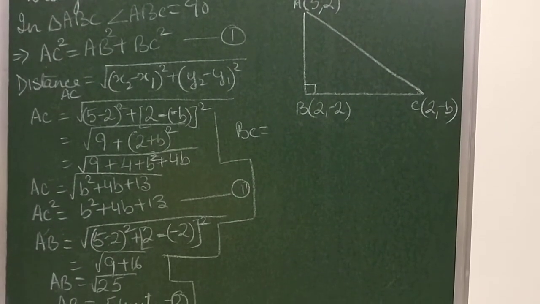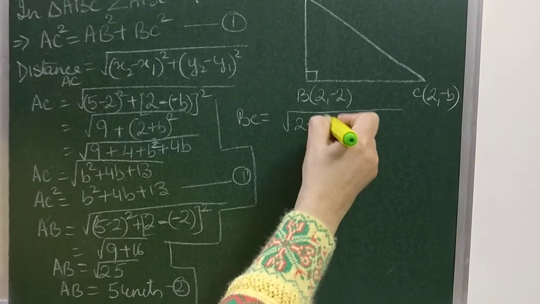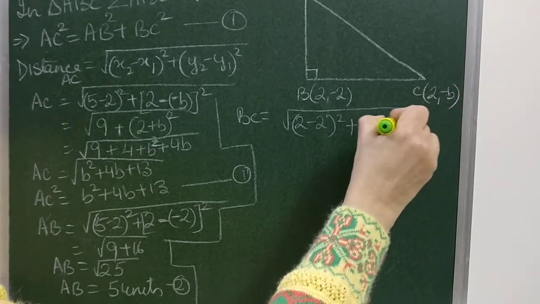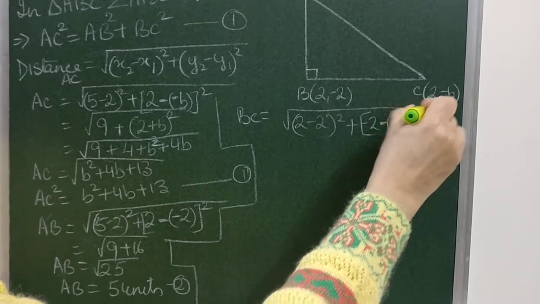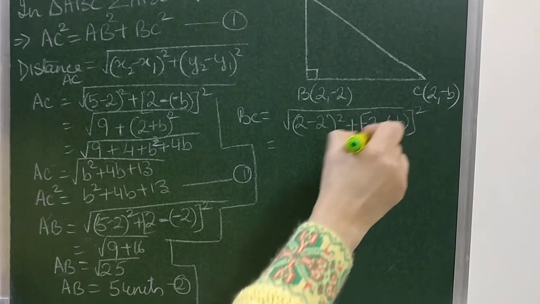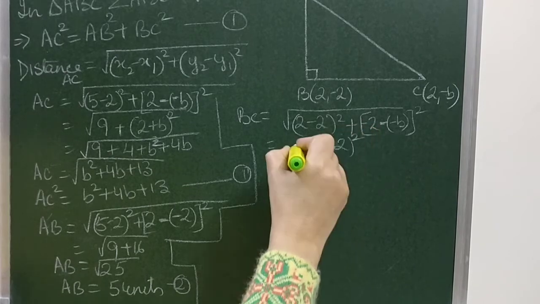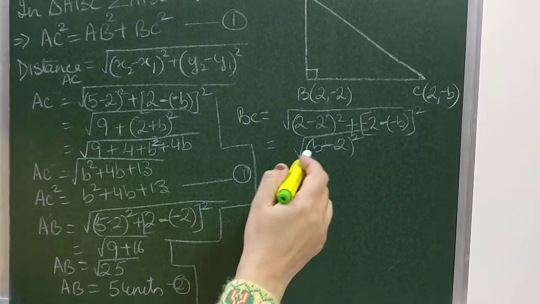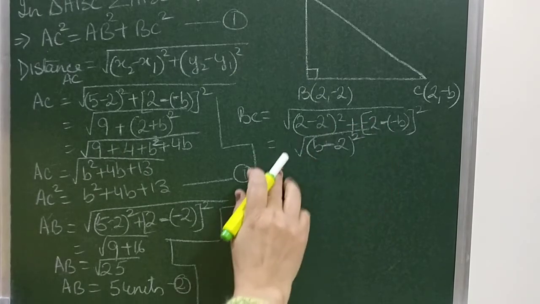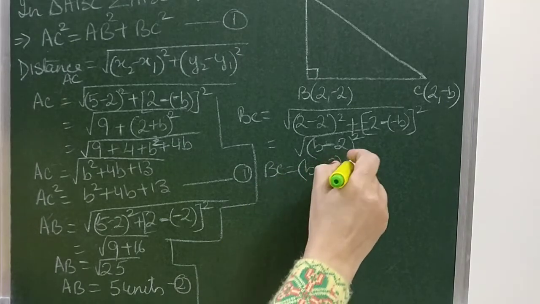Okay, now we find out distance BC. So BC will be the square root of (2 minus 2) the whole square plus (minus 2 minus b) the whole square. So this makes 0, and this is (b plus 2)... b minus 2 the whole square, right? It's a square. Done. So the factor of b minus 2 is 2 times. So if the square root sign goes away, then it becomes b minus 2. Okay, so this also, we got it.